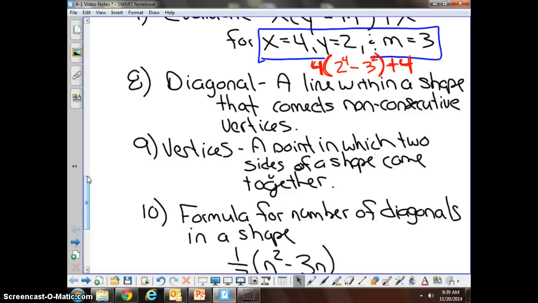Number 9 are vertices. So if we're not quite sure what they are, here's your definition. It's a point in which two sides of a shape come together. So if I have a triangle, I'm going to have a vertice, or a vertex, and another vertex, and all three of them would be vertices. We have 3 vertices in a triangle because it's the point in which two sides of a shape come together.